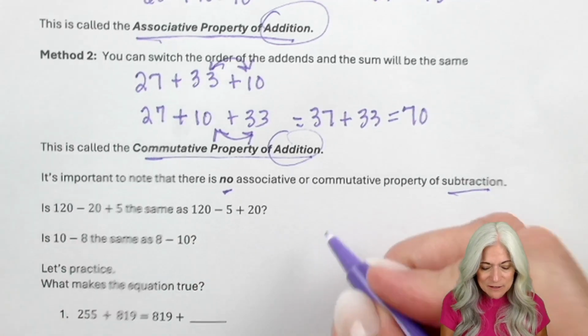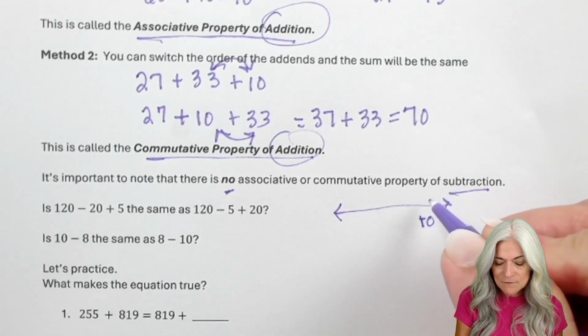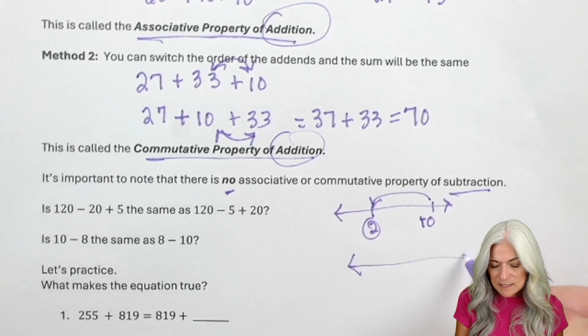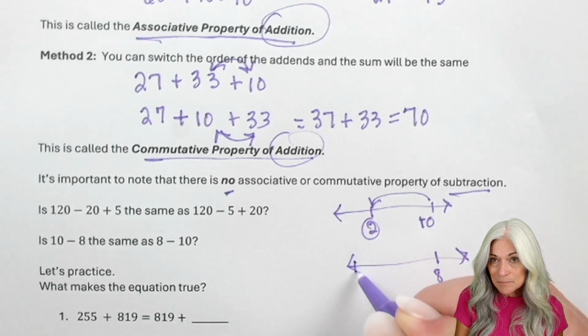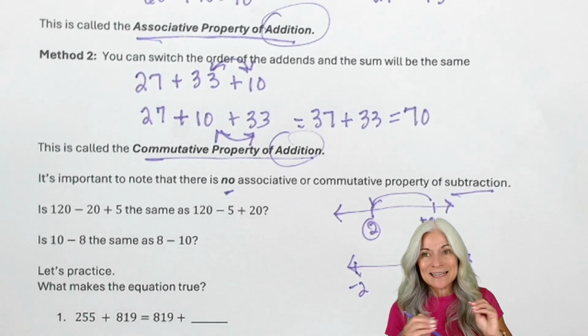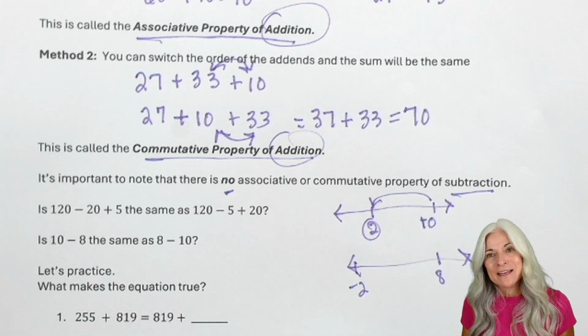If you did want to challenge your students, you could always use a number line and show that if we have 10 and we go back 8, we end up at 2. But if we start at 8 and we go back 10, we would end up in the negative numbers. Please let me stress, this is not third grade content. Just throwing that out there for you all.